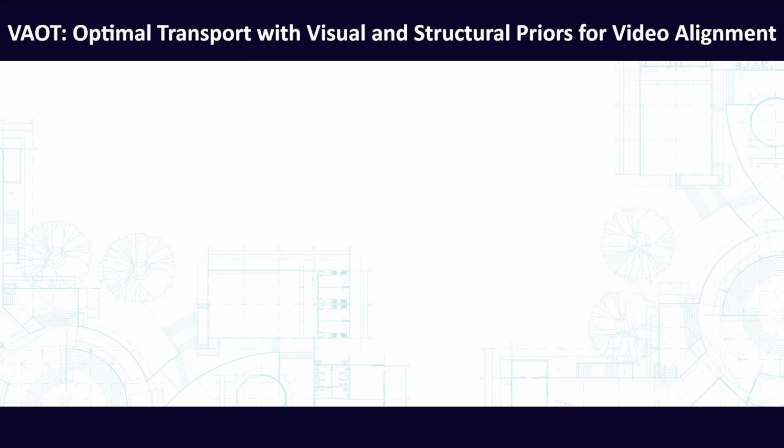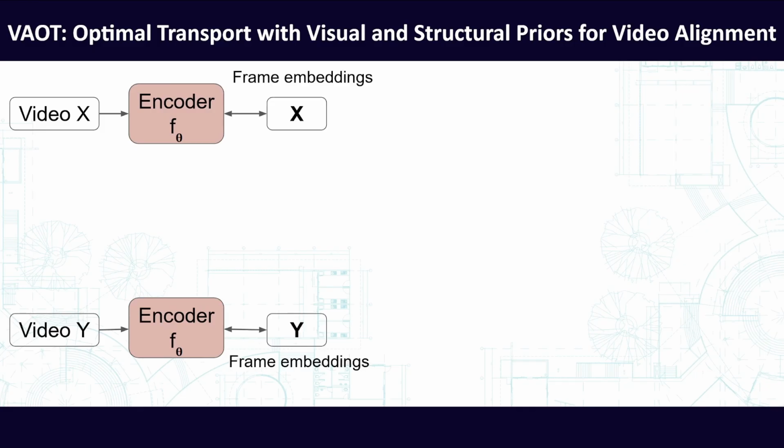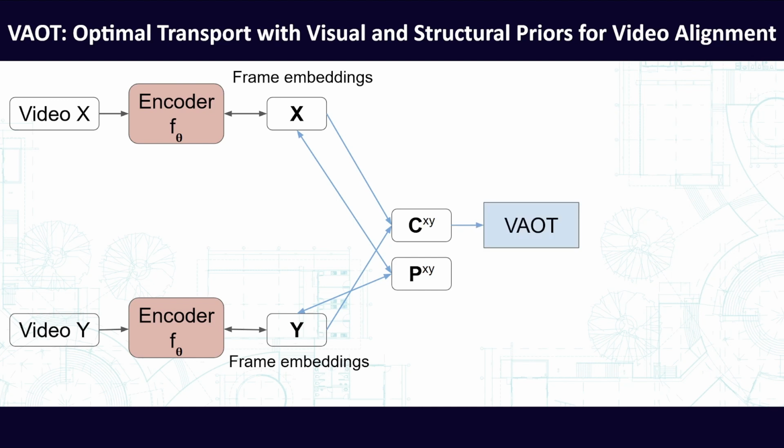The first novel method we introduce is VAOT, Video Alignment Optimal Transport. Given a pair of videos, we begin by extracting frame embeddings using a shared encoder. Next, we compute the cost matrix CXY, which quantifies the visual differences between the frames of the two videos X and Y. We feed this cost matrix into our two-part VAOT module to align the video sequences.